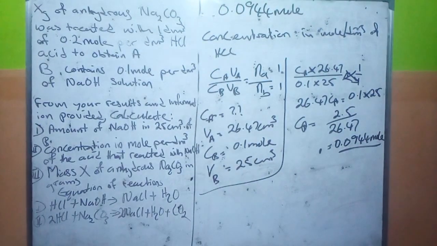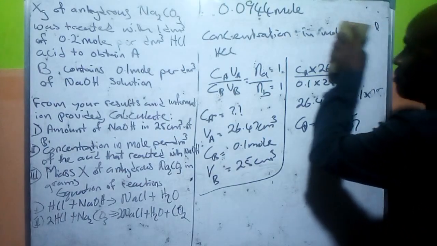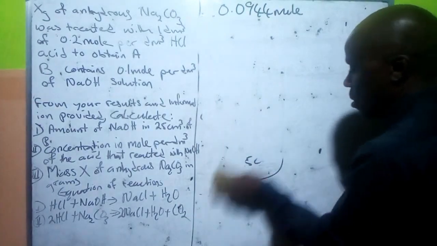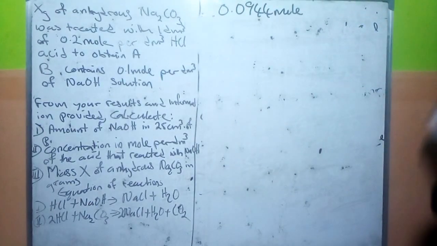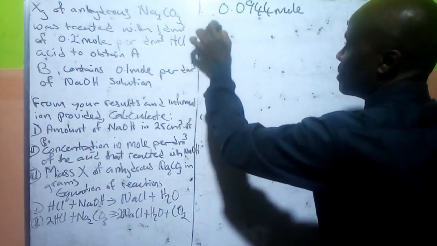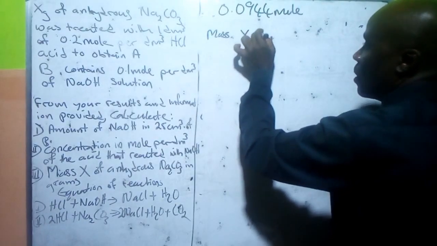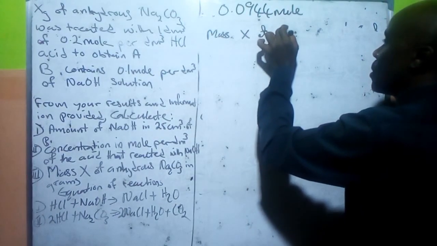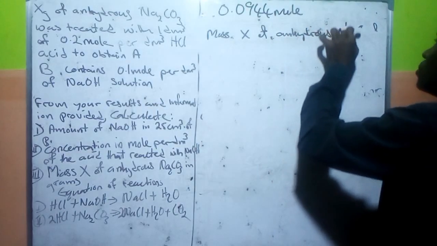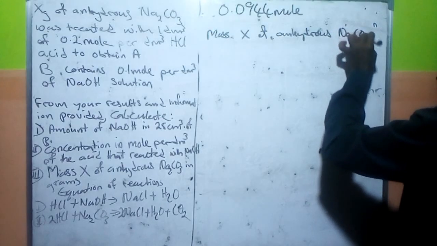So now to solve this problem, I think that's the basic thing we need from all this calculation we have done. So here now, what we are doing again is to solve this number 3, which is mass X of anhydrous sodium trioxocarbonate 4.